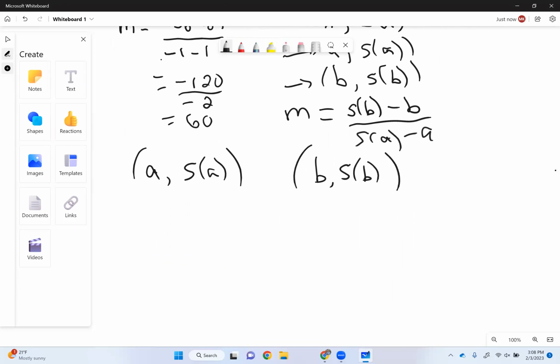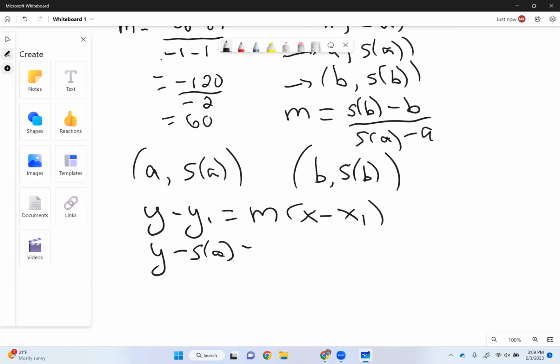All right, we learned before that if we're going to use the point slope formula for a line and want to find the equation of a line, we can say that y minus y1, from a point, equals m times x minus x1. All right, but since we're using a and s of a notation, for this we would say y minus s of a equals m times x minus a. So that would give us the equation of the line.